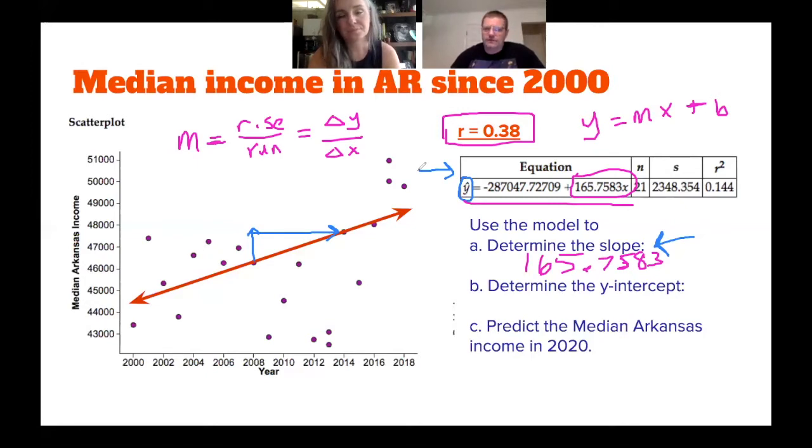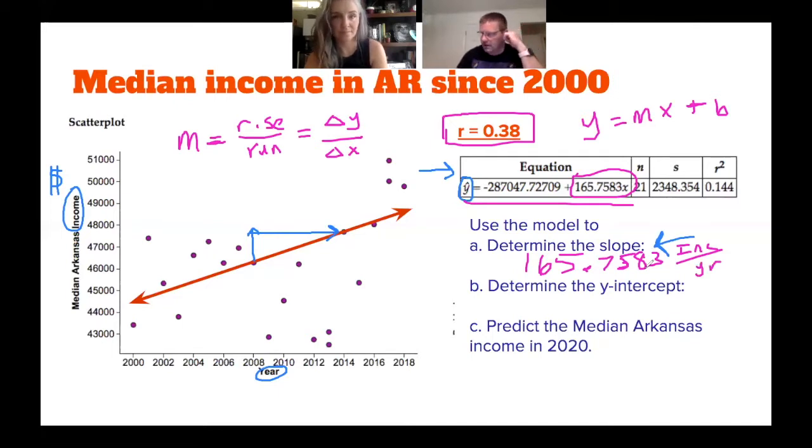You may have also seen it as delta y over delta x. Or y2 minus y1 over x2 minus x1. It's a change in y over a change in x. So what it means is it's the y values, which in this case are median income, divided by the year. So it's the change in income over time in years. That should have units, right? Yes, income per year.